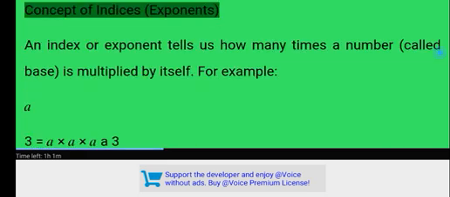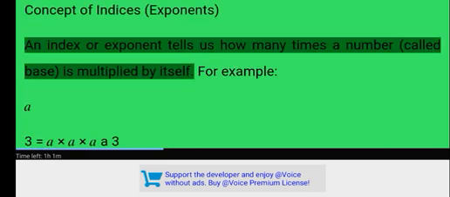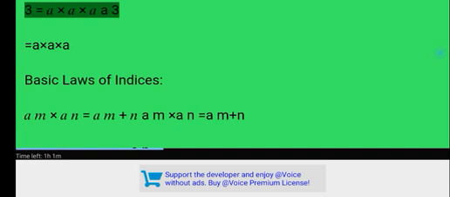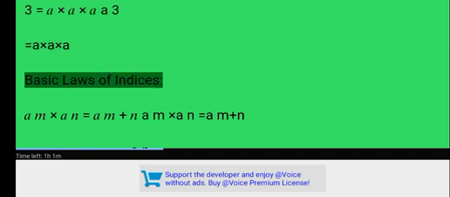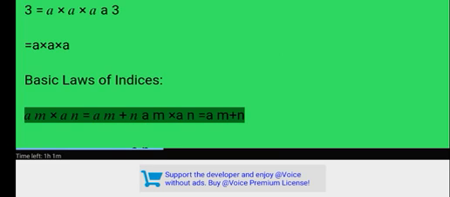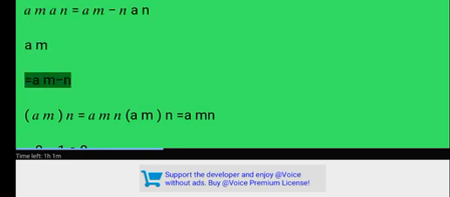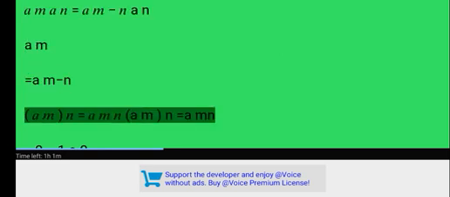Concept of indices, exponents. An index or exponent tells us how many times a number, called the base, is multiplied by itself. For example, a^3 equals a times a times a. Basic laws of indices: a^m times a^n equals a^(m+n). a^m divided by a^n equals a^(m-n). (a^m)^n equals a^(mn).